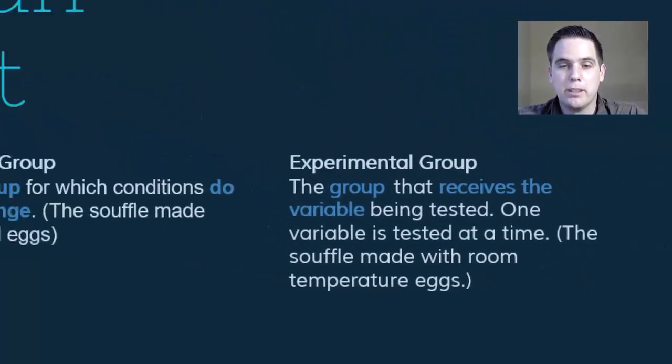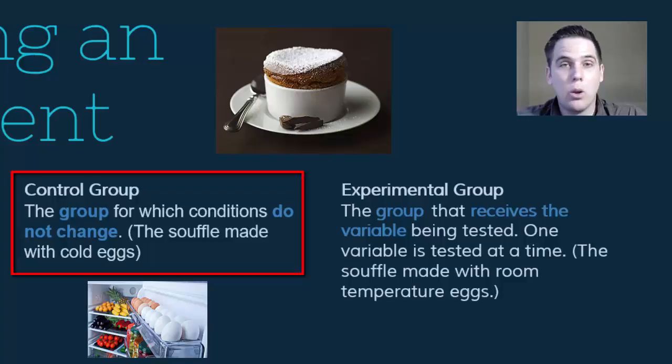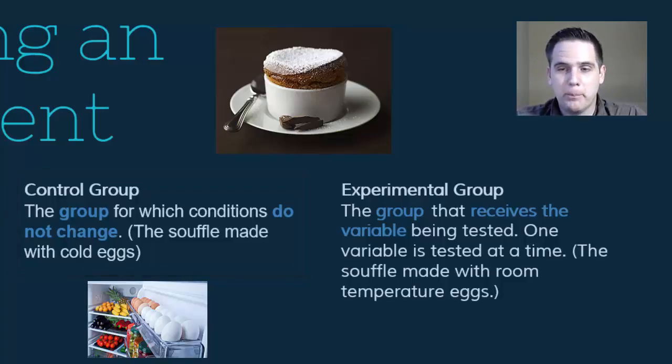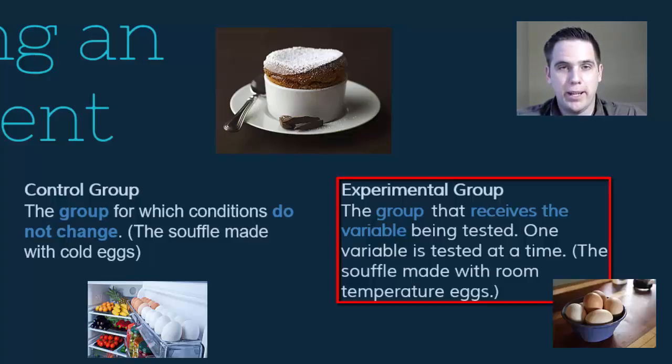The control group is the group for which conditions do not change, and that is the souffle made with cold eggs, because that's how I always made them. That's the normal way I've been doing, and that's been failing me. The experimental group is the group that receives the variable being tested. Only one variable should be tested at a time. In this case, the experimental group is the souffle made with room temperature eggs. That's the group that's getting this new variable, this new thing being done to it.